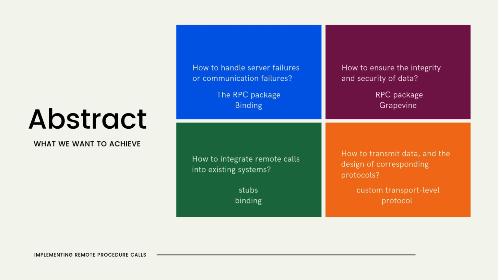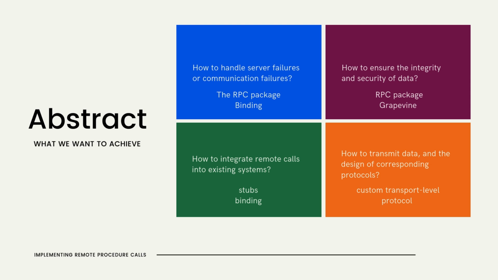How to integrate remote calls into existing systems? The RPC system integrates into existing programs by using stubs, automatically generated code that handles transfer of arguments and results between machines. This allows users to write normal local procedure calls in their code, while the RPC system handles communication with remote servers. The RPC package uses the Grapevine distributed database for binding, which connects the client to the appropriate server.